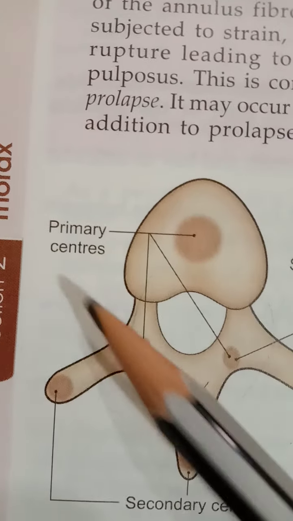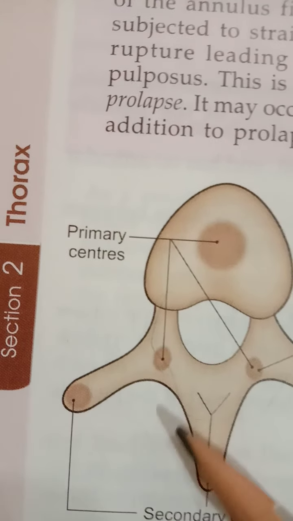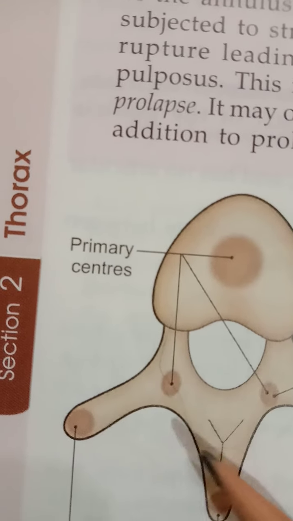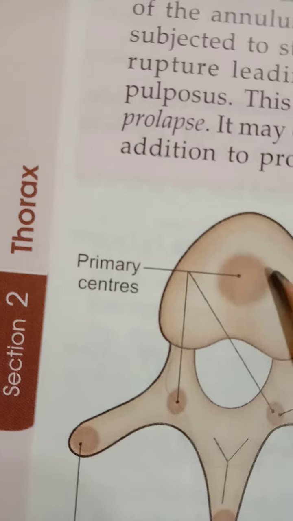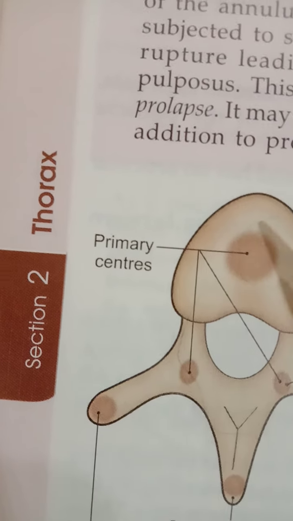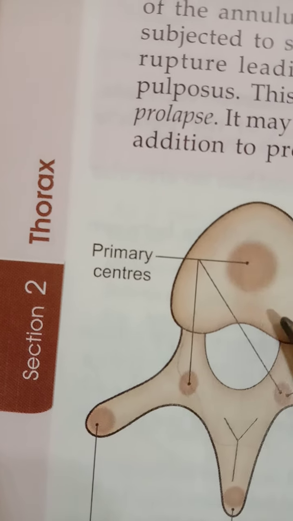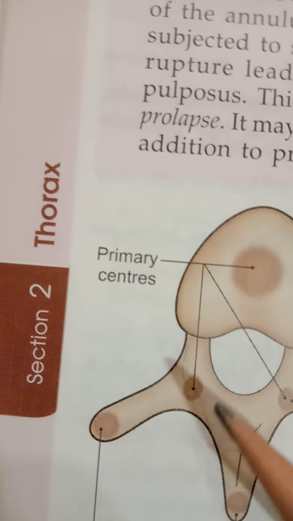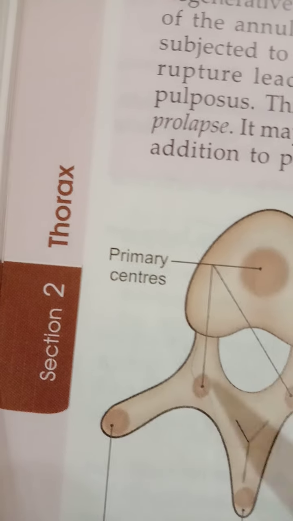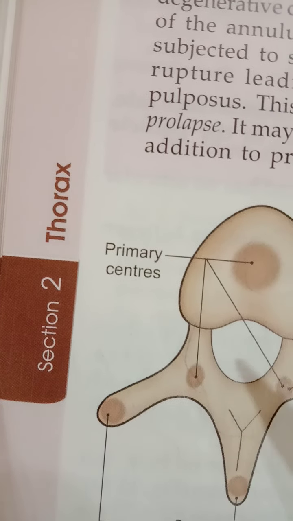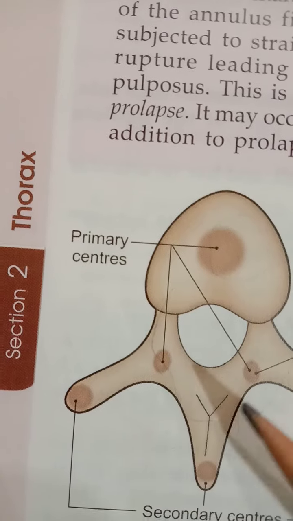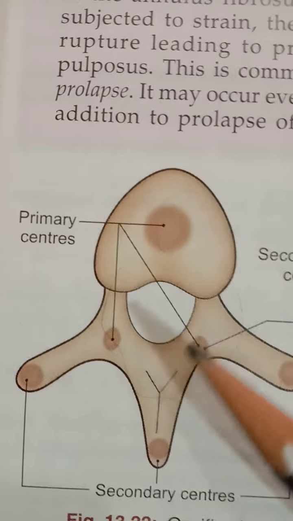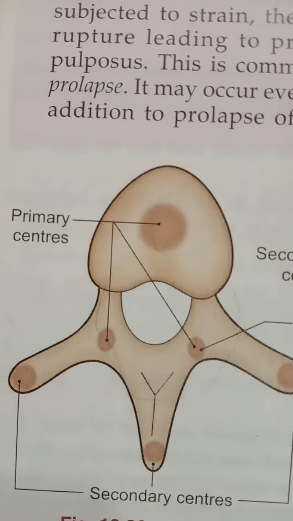So failure of fusion of the two halves of the neural arch results in spina bifida. Sometimes the body ossifies from two primary centers, and if one center fails to develop, that is, one half on the right or the left side is missing, this results in hemivertebra and a lateral bend of the vertebral column, or scoliosis. So this clinical condition is called spina bifida.